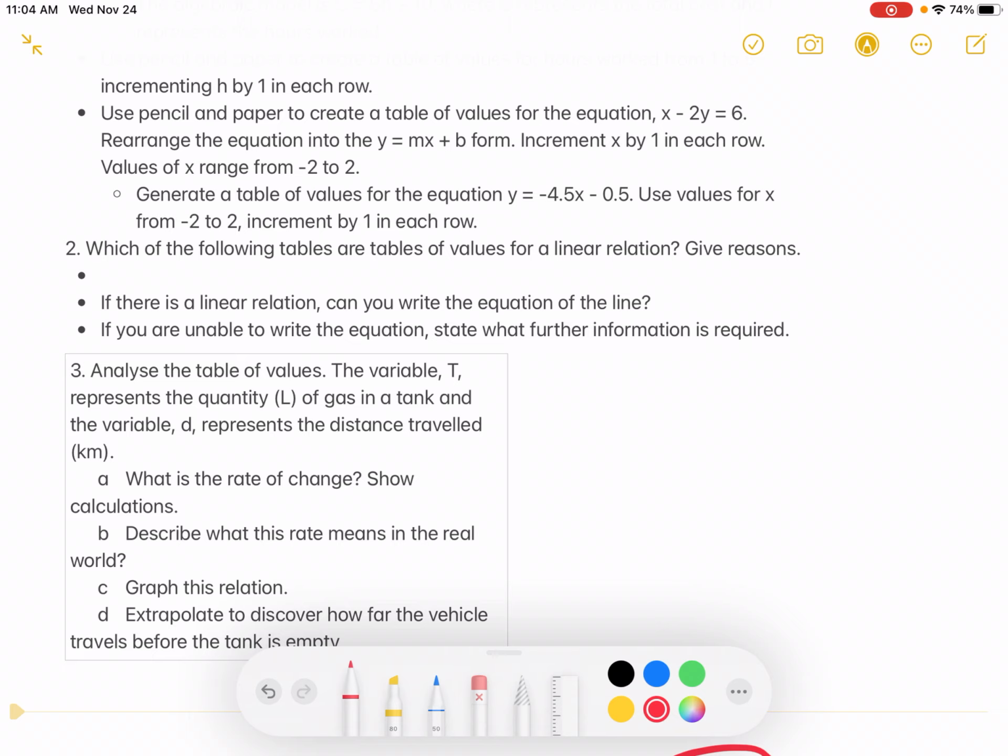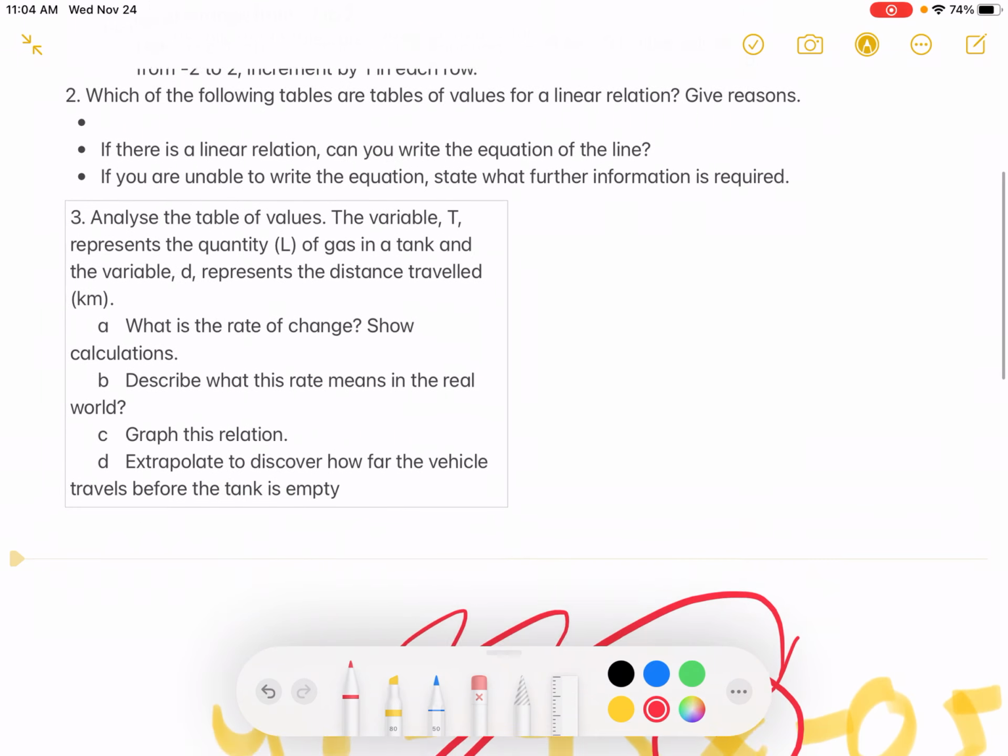For question 2, the table isn't here, but you'll look at them, and you look at the first differences. If the first differences are the same, then you're going to have a linear relationship. So you'll look and see how the first differences relate in each table. If they have the same first differences, see if you can draw a line or come up with the equation of the line based on that.